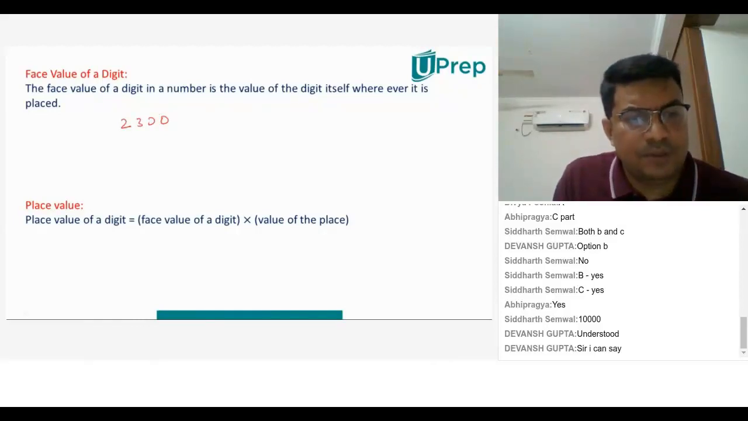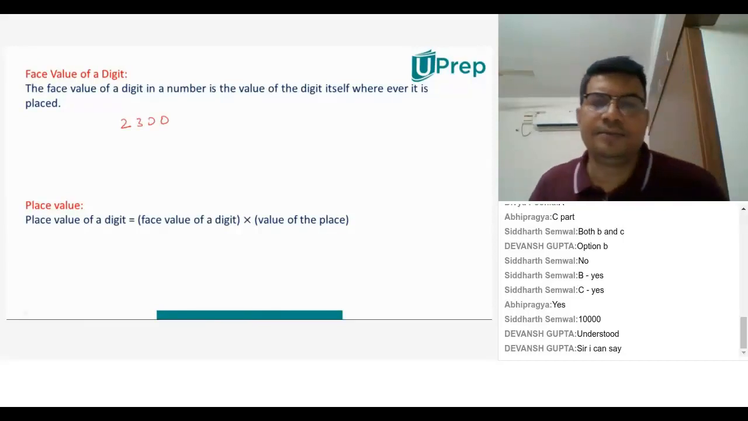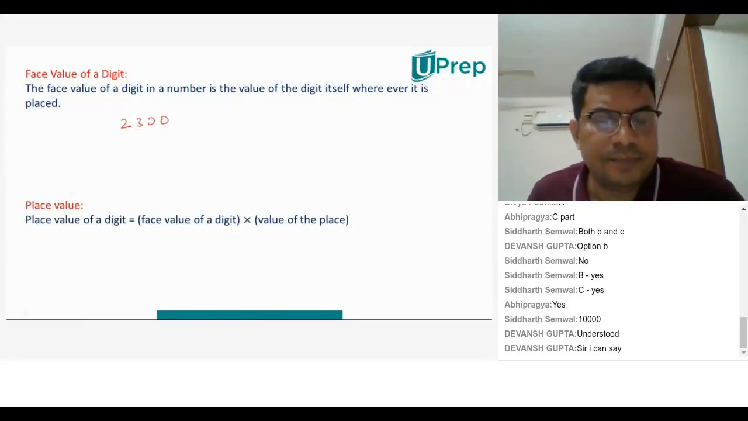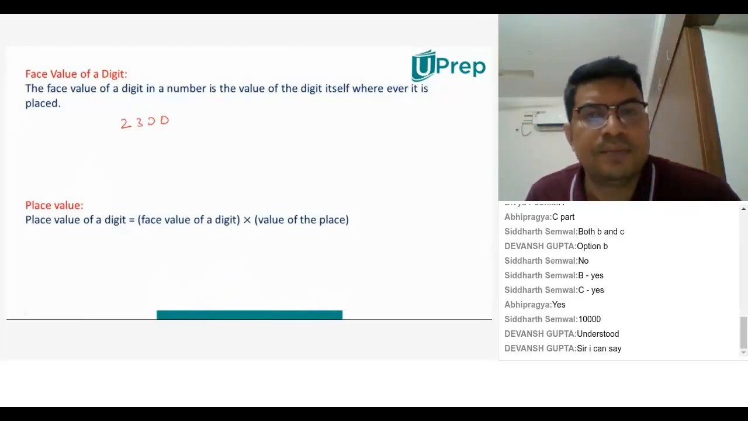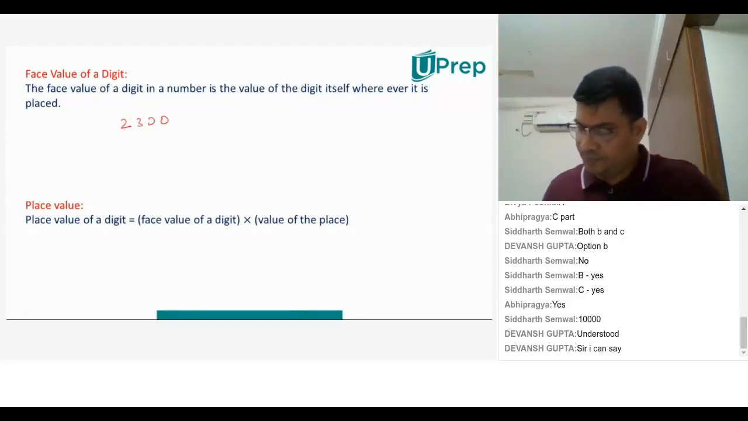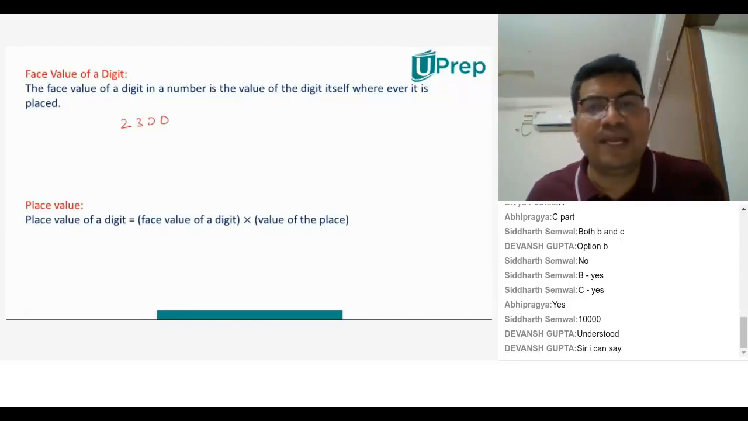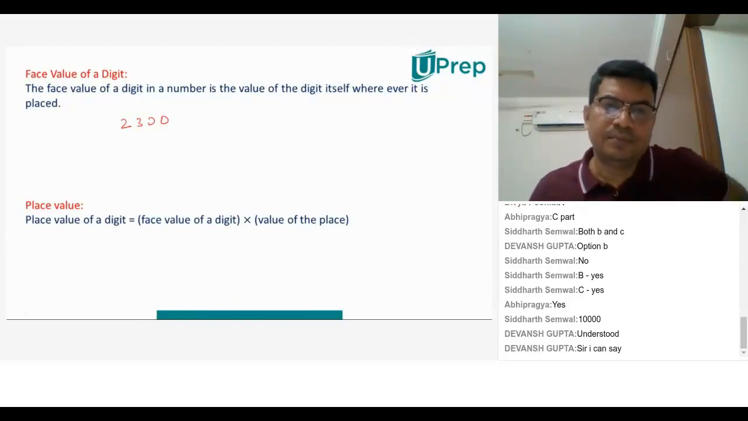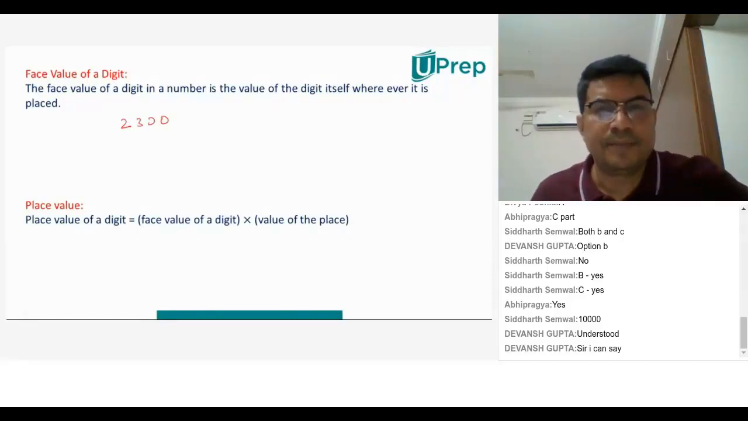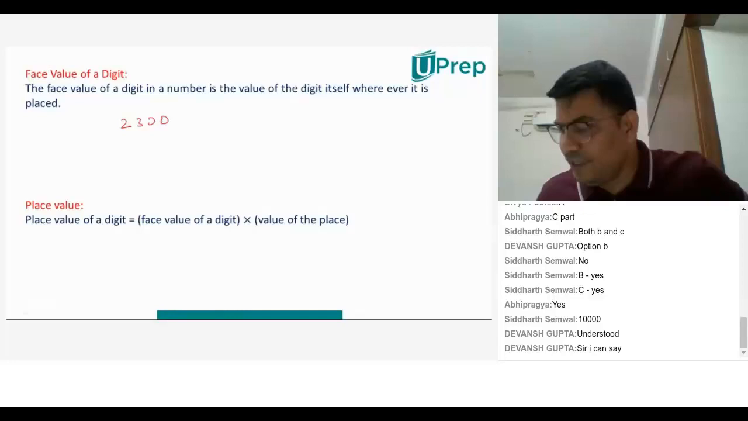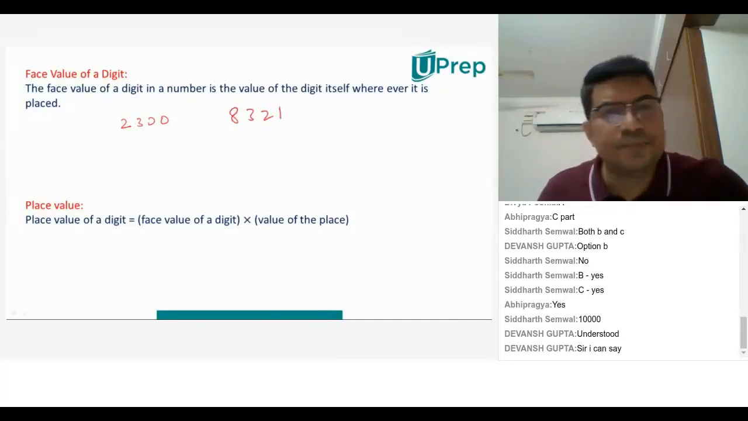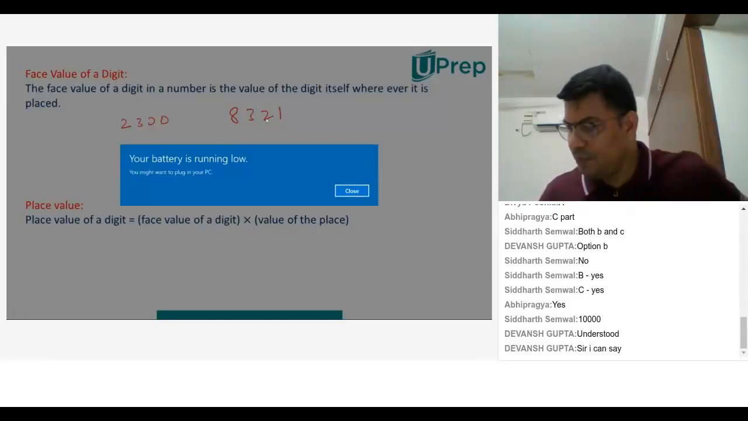Devansh, keep yourself on mute. Fazil. Place value is in which place it is: 1, 10, and so on. Can you give me an example and explain? Fazil, can you give me an example? Yes, sir. 8, 3, 2, 1. Okay. 8, 3 zeros.